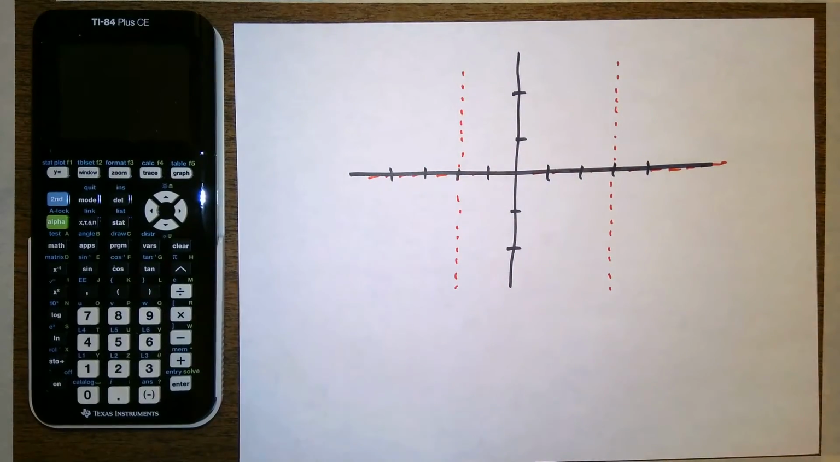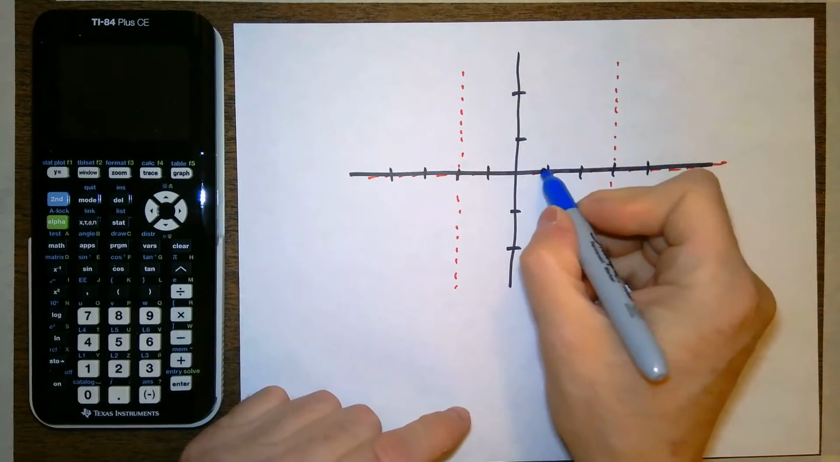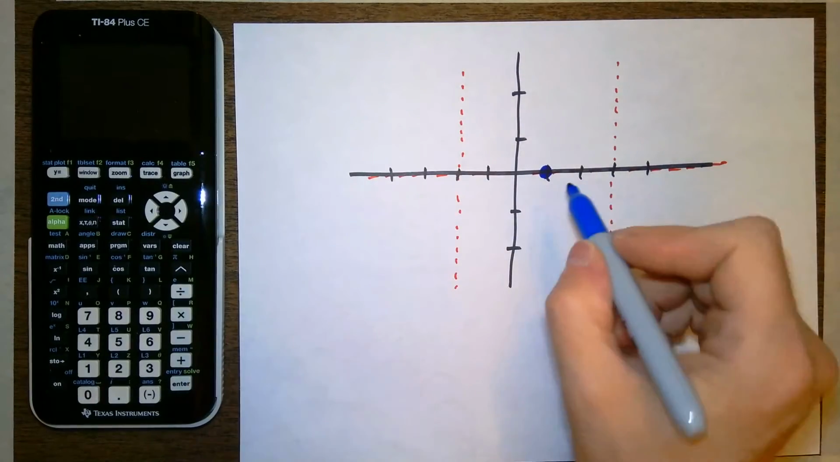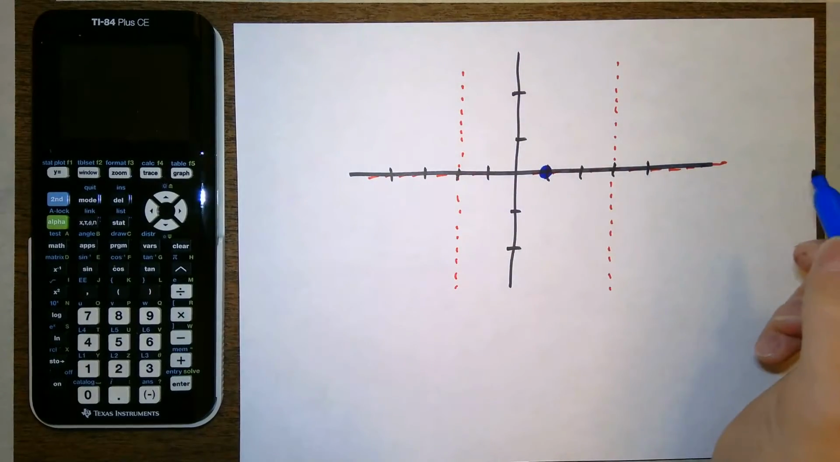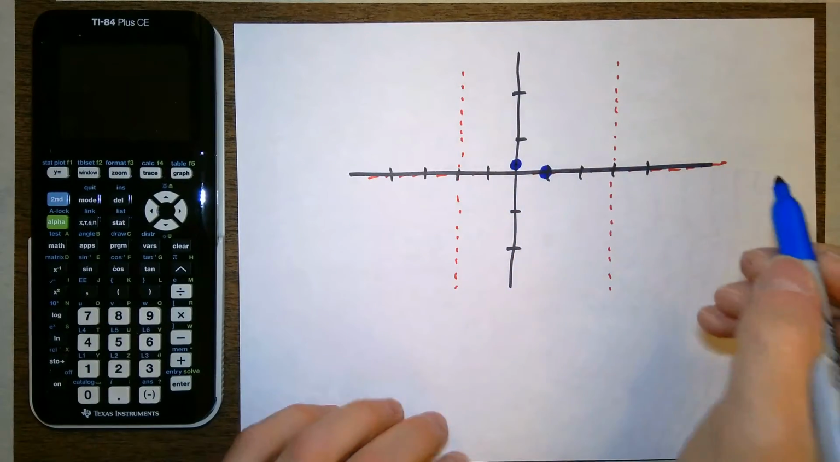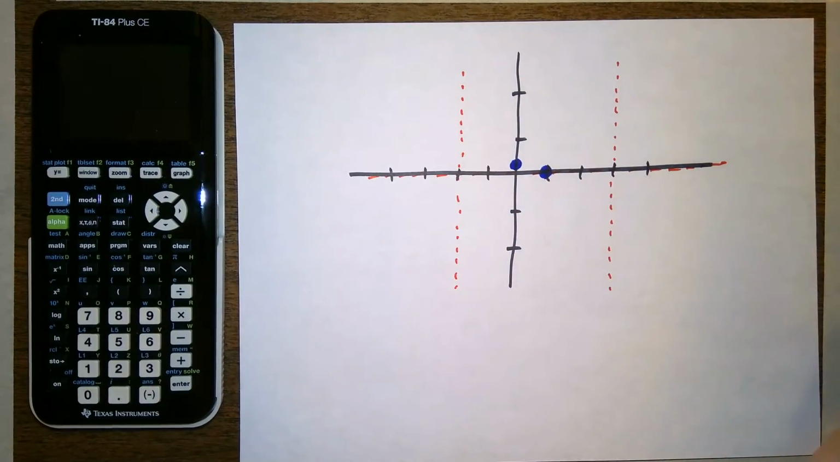What else do I know? I know that my x-intercept is (1, 0) right here, and that's the only x-intercept. It doesn't cross the x-axis anywhere else. That's the only place. And the y-intercept is (0, 1/6), so some number really close here.